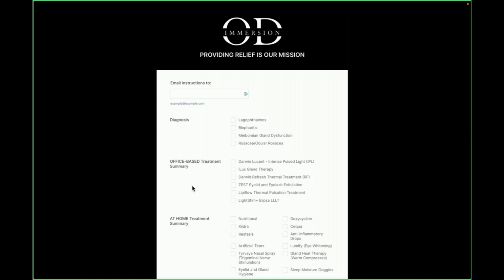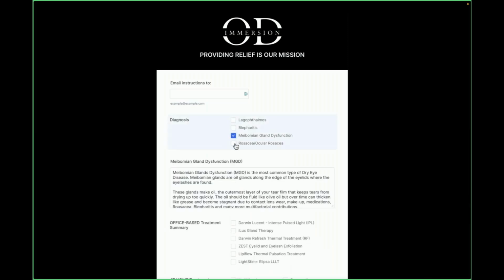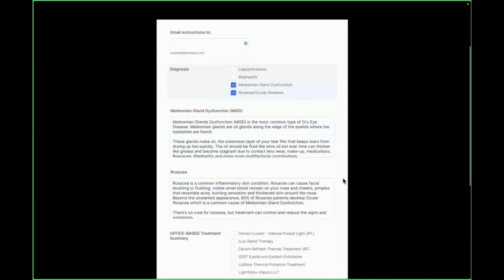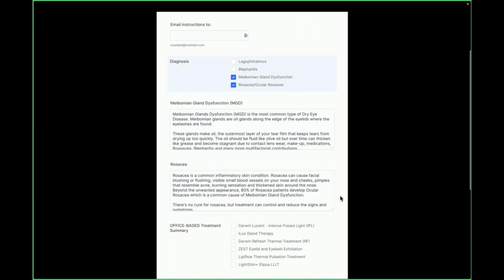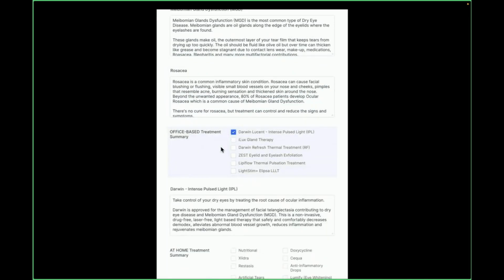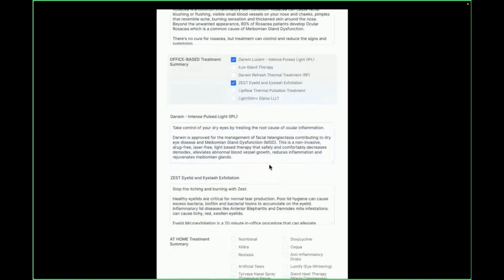So this is our education form. So what happens is you click on whatever condition they have. Let's say they have meibomian gland dysfunction and rosacea. Automatically, the language that you want that patient to know is there. Let's get down to our office-based treatments. We're going to do some IPL, and let's do a ZEST treatment. Language that you need is already there.